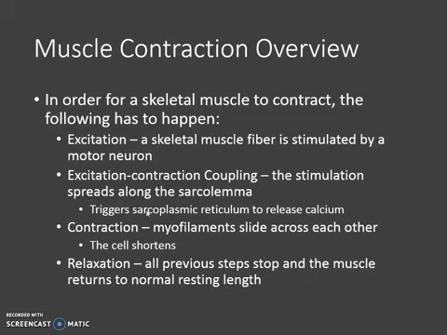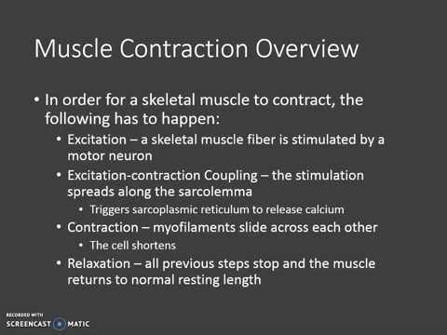So the contraction is when the myofilaments of actin and myosin slide across each other, and this produces the shortening of the cell, which gives you that contraction and pulls two different structures closer towards each other. And then after the contraction happens, everything that happened in the first three steps has to stop and be reversed in order for the muscle to relax.